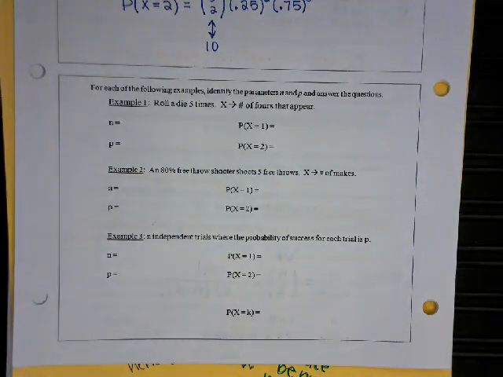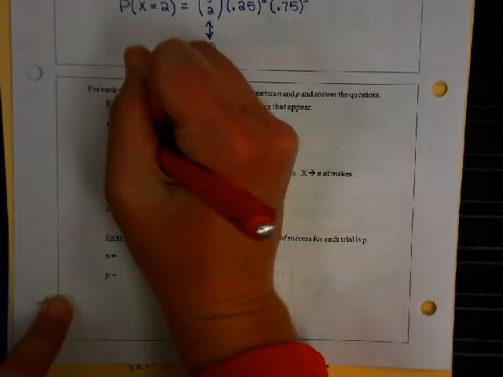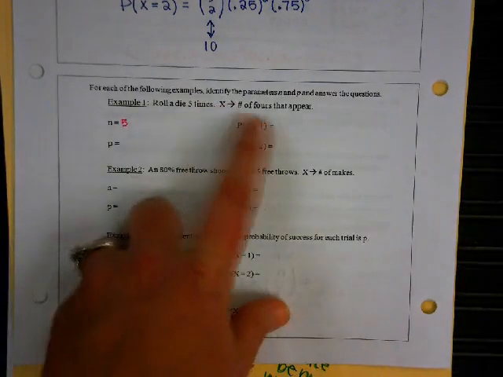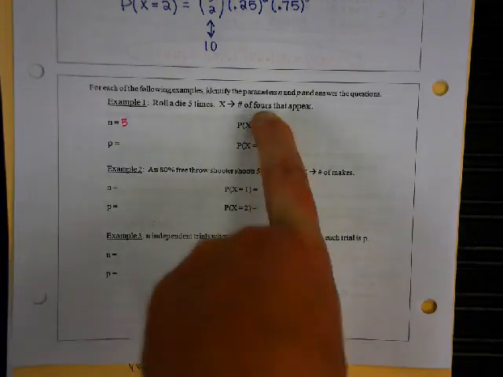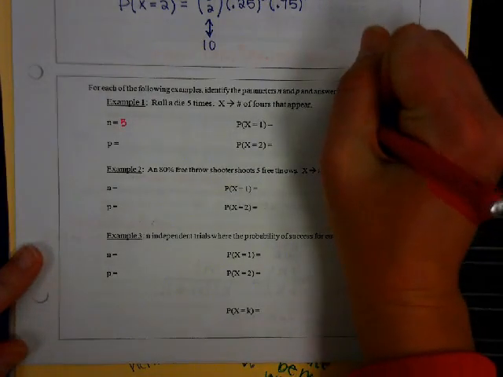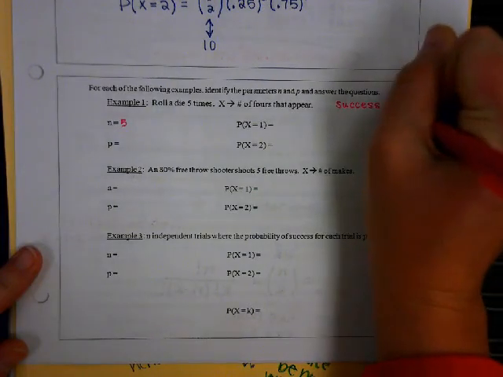p, so probability of success. If X is the number of 4s, a success is rolling a 4, and a failure would be rolling anything other than a 4. So what's the probability of success? 1 out of 6. Thank you. I guess I should put that off to the side. Fail would be 1, 2, 3, 5, 6. So the probability of success is 1 out of 6.